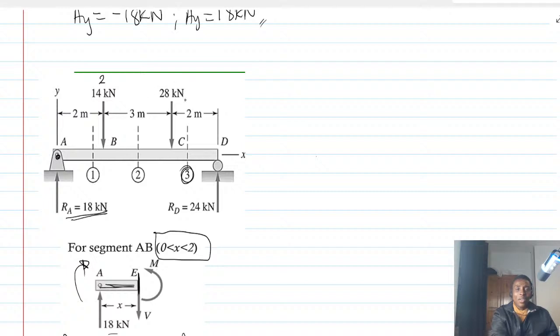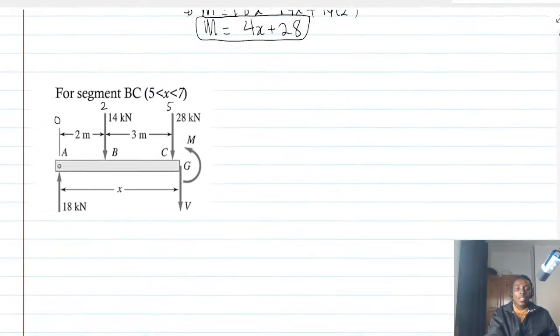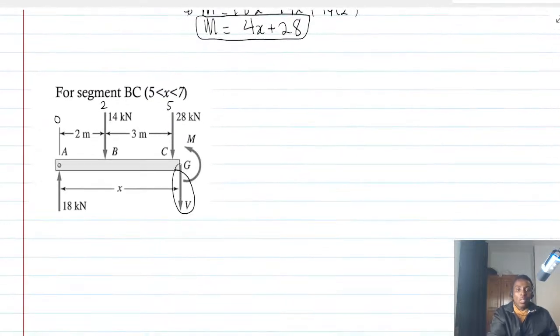You know, the section is far away from 28 kilonewtons. All right, but it is not at 24, so it is between 28 kilonewton and the reaction at D, which is what? 24. Okay, so let's not forget our shear force and then the bending moment.